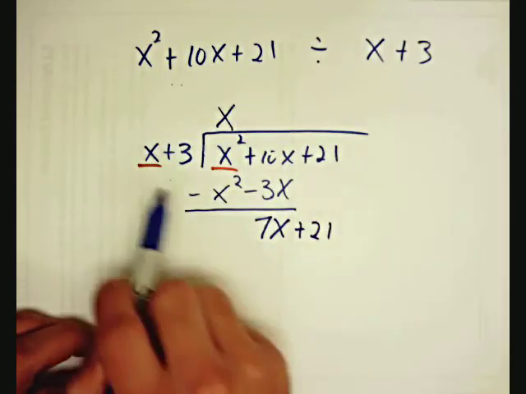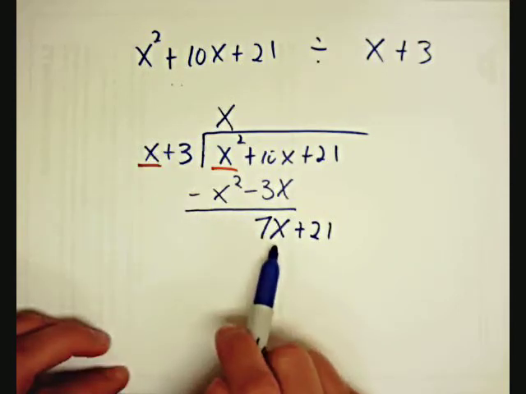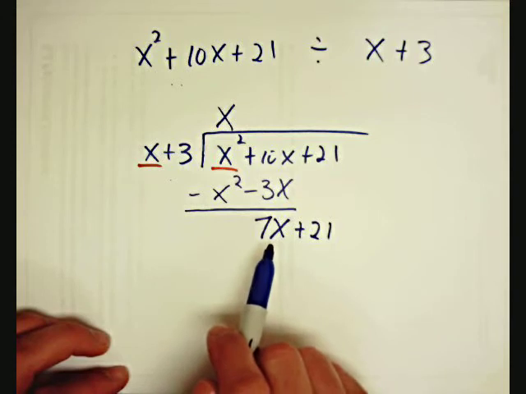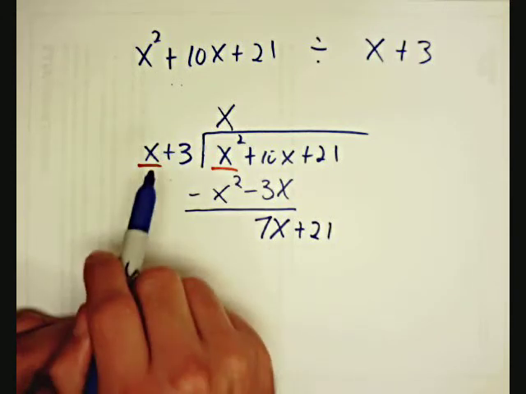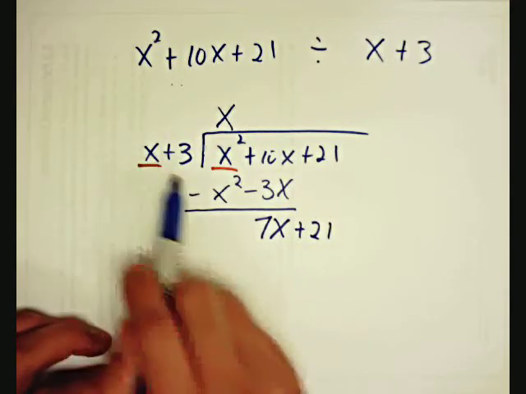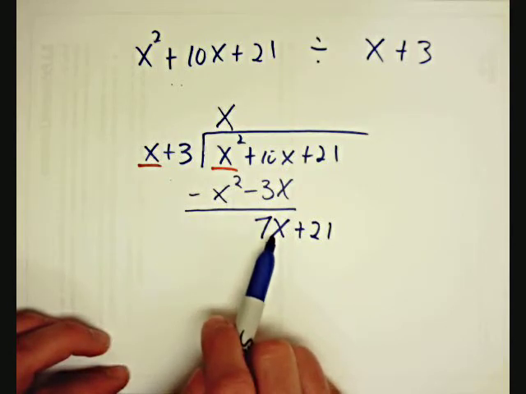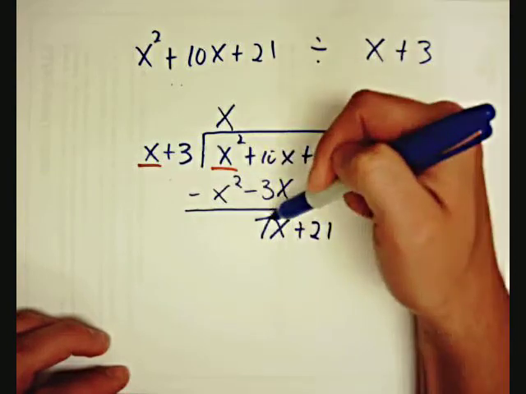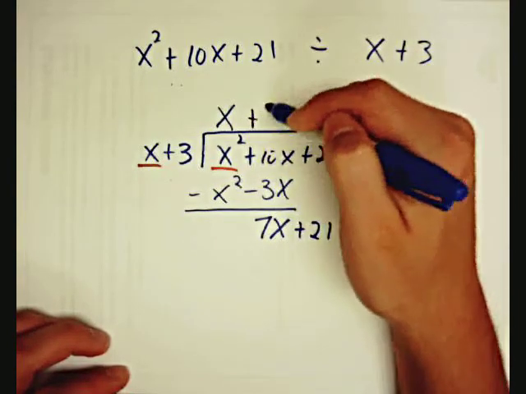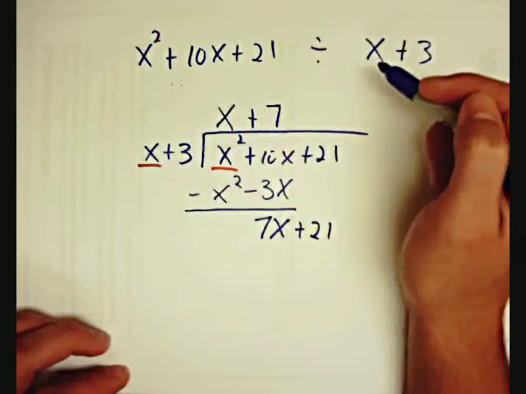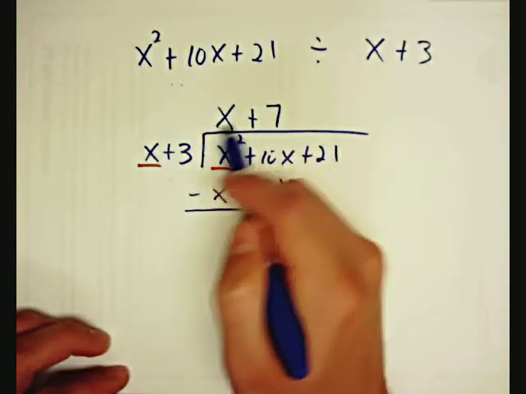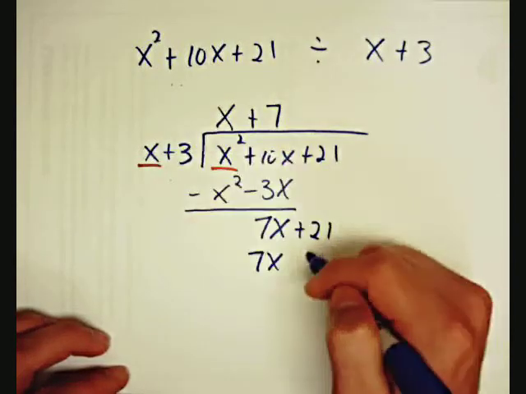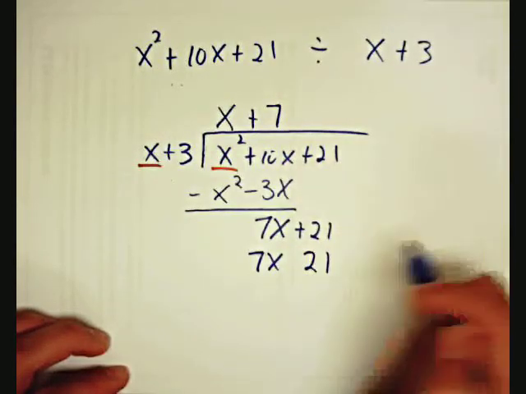Okay, so now comparing x with 7x, how many times will x divide into 7x? Or another way of thinking, again, this is probably the better way of thinking, what times x will give you exactly 7x? Okay, the x is already matched, we just need a 7. And this is positive 7, so we need plus 7 up here. Multiplying, 7 times x is 7x. 7 times 3 is 21. And then subtract.